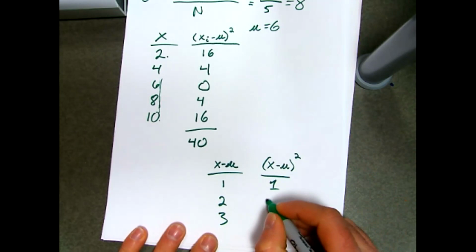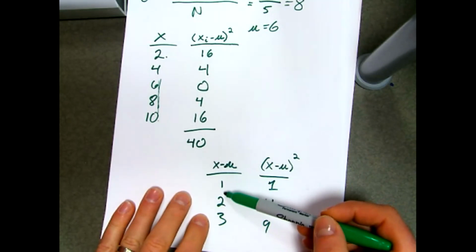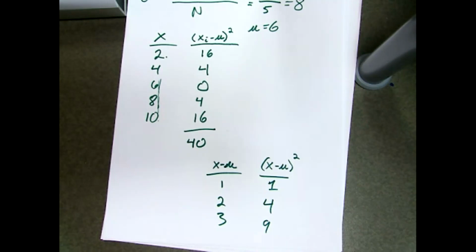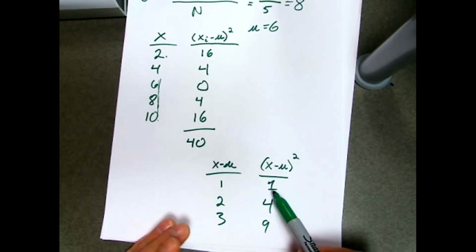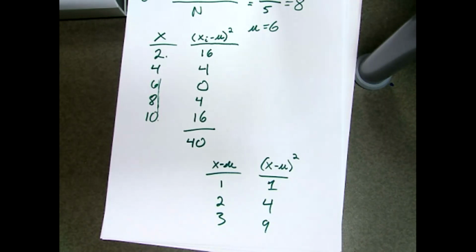As I get further and further from that mean, when I square it, it really overpenalizes values that are very far from the mean. Notice here, if I'm 3 away from the mean, when I square it, that becomes 9. Whereas only being 1 away from the mean, I square it, it's still 1. So as we get further from that mean, by squaring it, we're overweighting observations that are very far from the mean, okay?